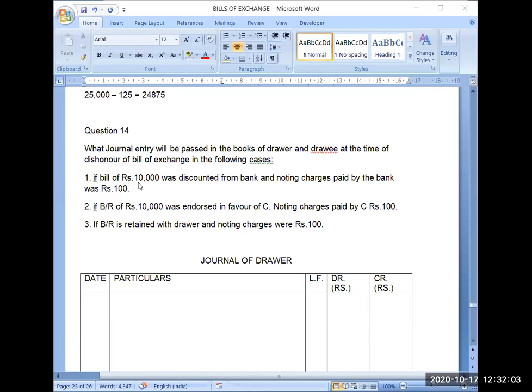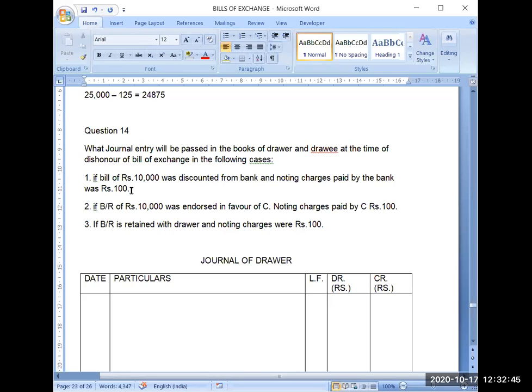Now it is saying if the bill for rupees 10,000 was discounted from the bank and noting charges paid by the bank was rupees 100. I will explain each and every transaction in detail. Just listen to that properly. See, the drawer has got the acceptance, and after acceptance, he has got the bill discounted from the bank. So when he got the bill discounted from the bank, at that time the bill has been transferred to bank. And bank becomes liable to present the bill on the due date before drawee for payment. And according to the question, drawee has refused to make the payment. The bill has been dishonored.